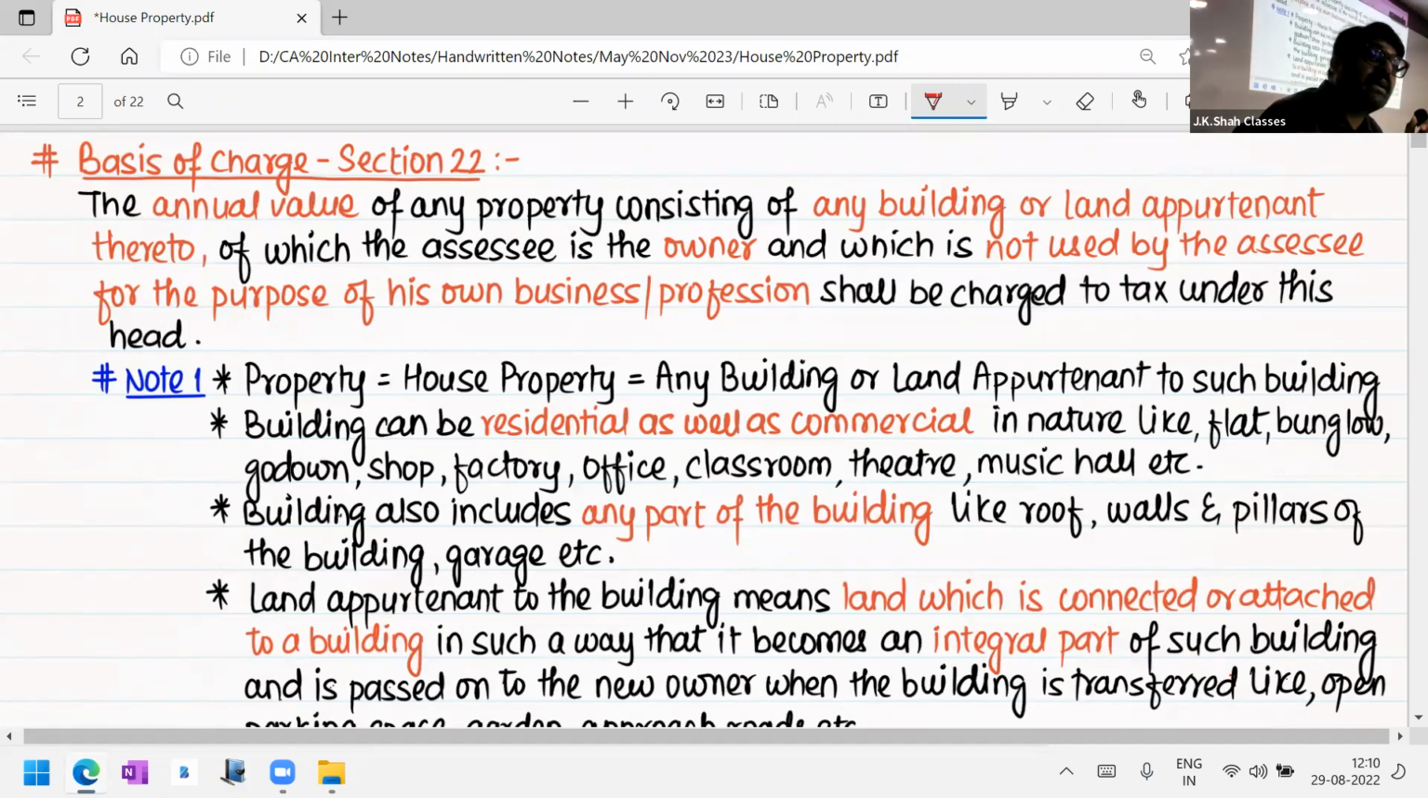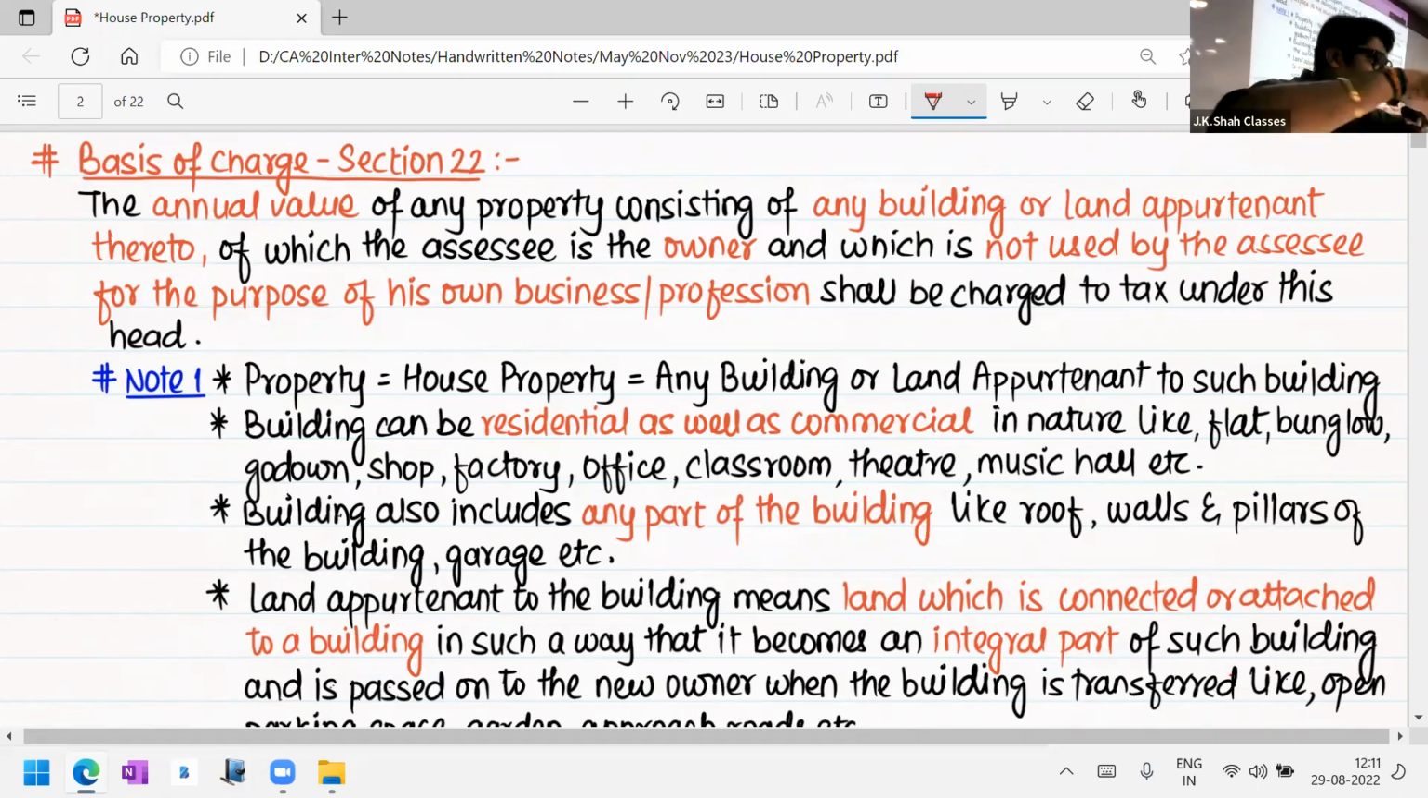Because a part of the building is also building, and if it is a building, it is a house. Understood? Yes, sir. Not just the building or its part, but any land which is appurtenant to such building. That means the land which is attached to the building. It is such land which does not have its own identity. This is a part and parcel of this building.